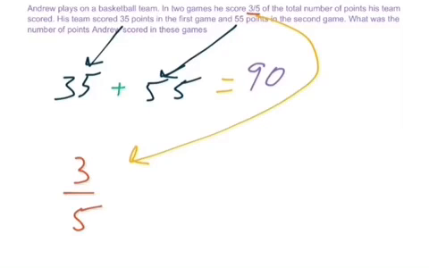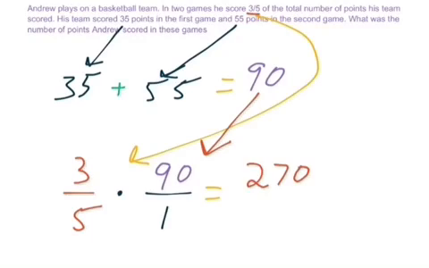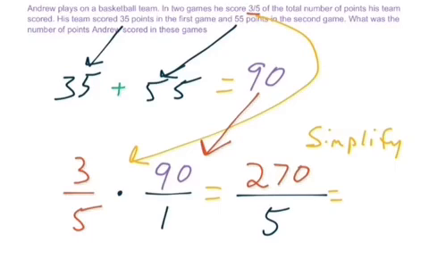So we really need to multiply 3/5 times 90, or the total number of points that his team scored. So that's 90, or 90 over 1. When we multiply fractions, we can multiply the numerators. I should get 3 times 90 at the top is 270. And then denominators at the bottom, 5 times 1 would be 5. So I've got an improper fraction, 270 over 5. And I know I can simplify this.